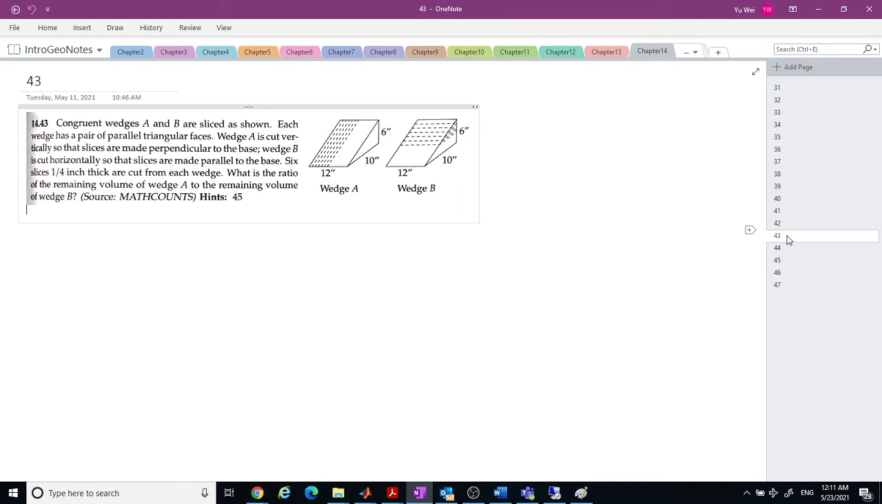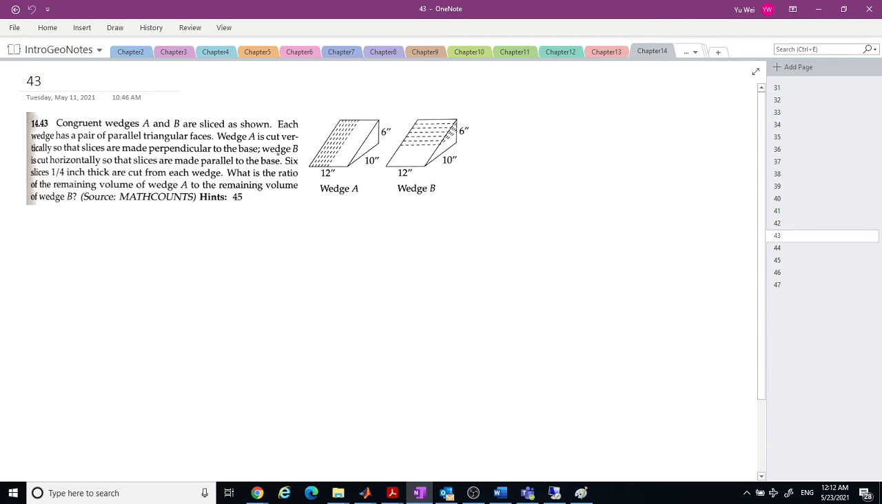So next. So we know the congruent wedges A and B, and they are sliced in different ways. Okay, so each wedge has a pair of parallel lines on the surface. For wedge A, it is cut vertically, for B it is cut horizontally.